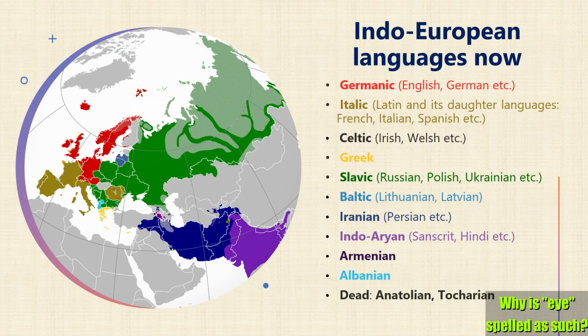Daughter languages include not only Germanic languages such as English and German, but also Italic ones, such as Latin and its descendant languages such as French, Italian, and Spanish, Celtic languages such as Irish and Welsh, Greek, which constitutes a language subgroup on its own, Slavic languages such as Russian, Polish and Ukrainian, Iranian languages such as Persian, Indo-Aryan languages such as Sanskrit and Hindi, and many others.